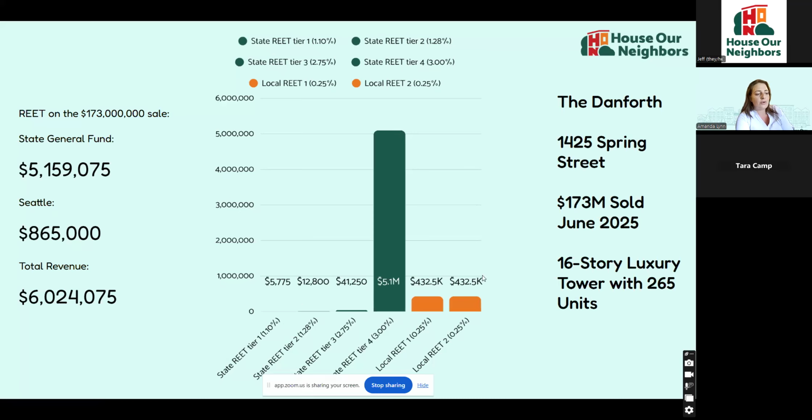Then you have the local REET 1 and 2 stacked on top, and you can see that here. There's the 0.25 and the 0.25, and those both went into Seattle. The total REET revenue on this transaction was over $6 million. So that is not peanuts when it comes to our housing crisis. This is definitely a resource that we can use to recapture some of the wealth that's being generated by just runaway housing prices.